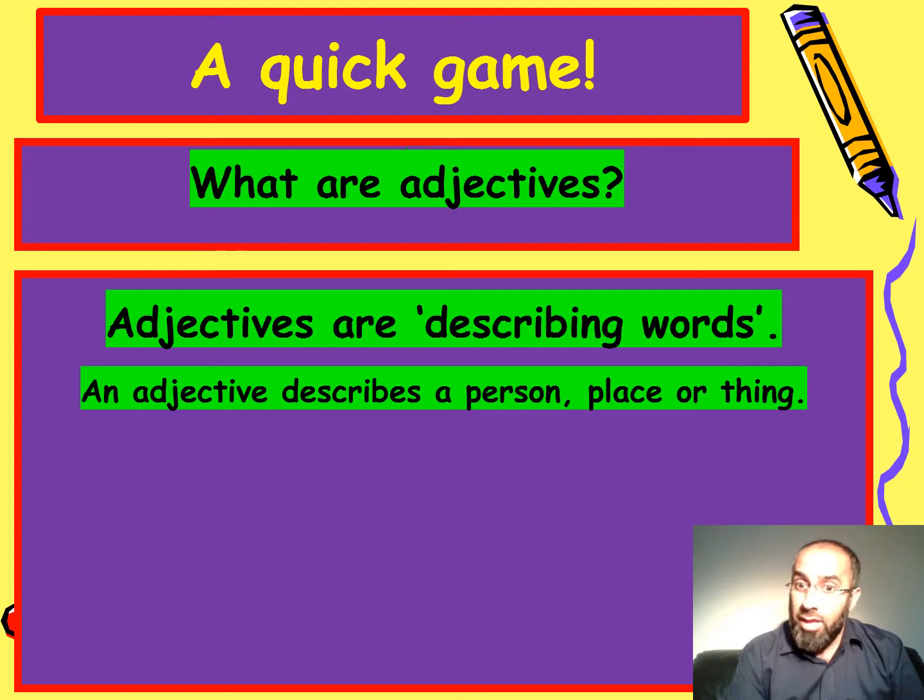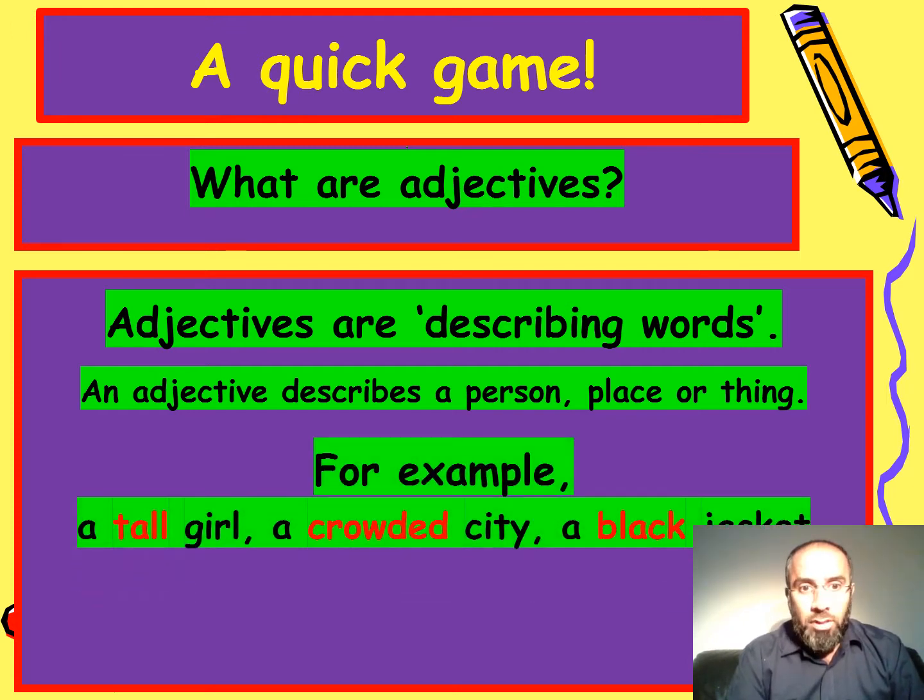So, it can describe a person, a place, or a thing. Okay, any nouns. For example, a tall girl. Okay, so tall is noun or adjective? Adjective, yes, good. A crowded city. Crowded city. So in a crowded city there are many people or fewer people. Yes, many people. A black jacket. So what's the noun? Jacket or black? Jacket, yes, very good.